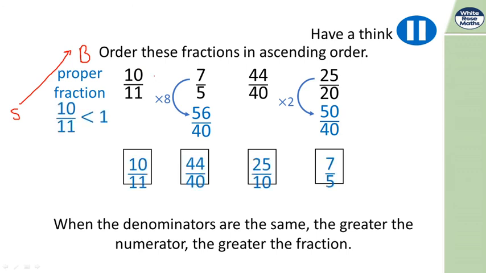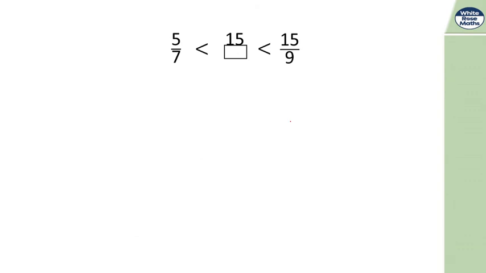Okay, and then we can just put the other ones straight in, because remember, we're looking for the smallest number. If we go smallest to biggest, 44 40ths is smaller than 50 and 56 40ths, so that goes in next. Then we've got 50 40ths, which is smaller than 56 40ths, so the original 25 20ths goes in. And the last one, 56 40ths, the biggest one, goes in, so 7 fifths. The original that we had before we converted it goes in.